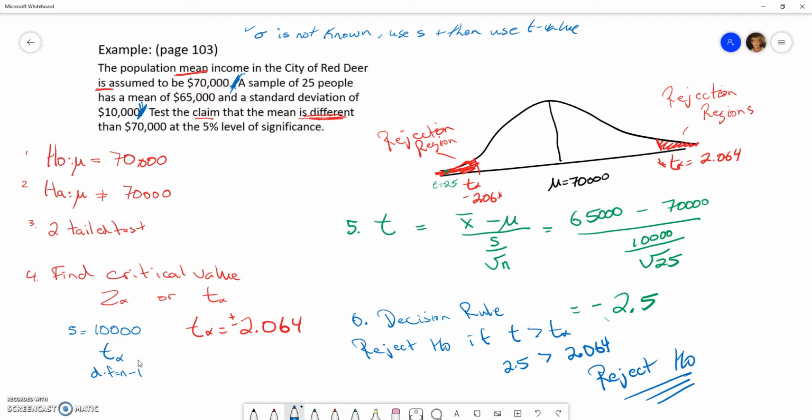Which means that we can go back here to the first step we did. We are rejecting the null hypothesis, so we can cross this out, and we're left with this statement, which tells us that the average income in the city of Red Deer is not 70,000. We don't know what exactly it is. We would have an idea that perhaps it's less than 70,000, but statistically we would be able to show with significance that the average is not 70,000.